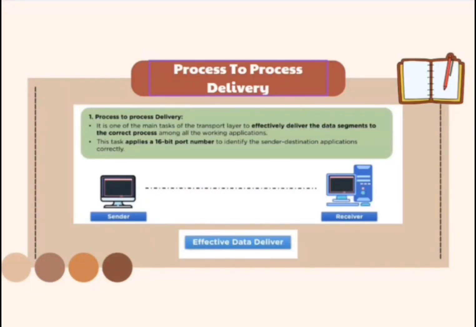Firstly is process-to-process delivery. Process-to-process delivery is one of the main tasks of the transport layer, to effectively deliver the data segment to the correct process among all the working applications. This task applies a 16-bit port number to identify the sender and destination application correctly. The sender sends the data directly to the receiver for effective data delivery.